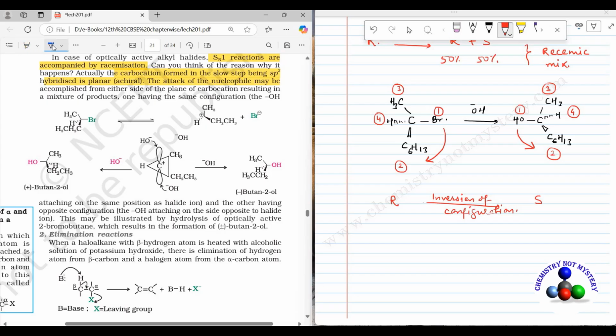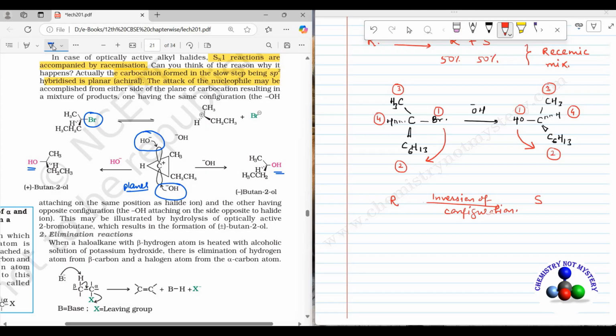So here when you see, this is the carbocation and this carbocation is planar. This is the planar structure. OH may attack from the front side or it may attack from the rear side. As a result, it will get attached either to the same side where Br is attached, here Br is attached on the right side of the carbon, or in the other case it may get attached on the other side.